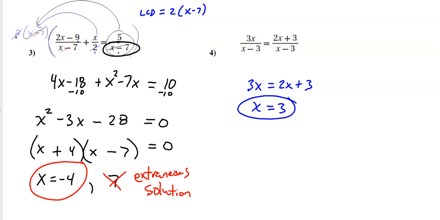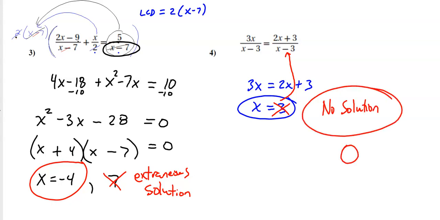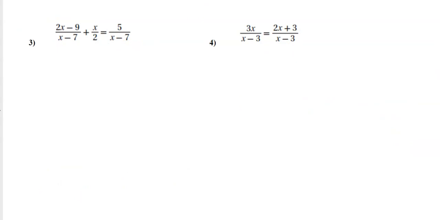But when I go back to the problem, there's an issue. When I try to put that 3 in here, 3 minus 3 is 0. So you're an extraneous solution. And I have no other number. So when that happens, we say that this equation has no solution. You could also use the empty set symbol, the null set, if you'd like.